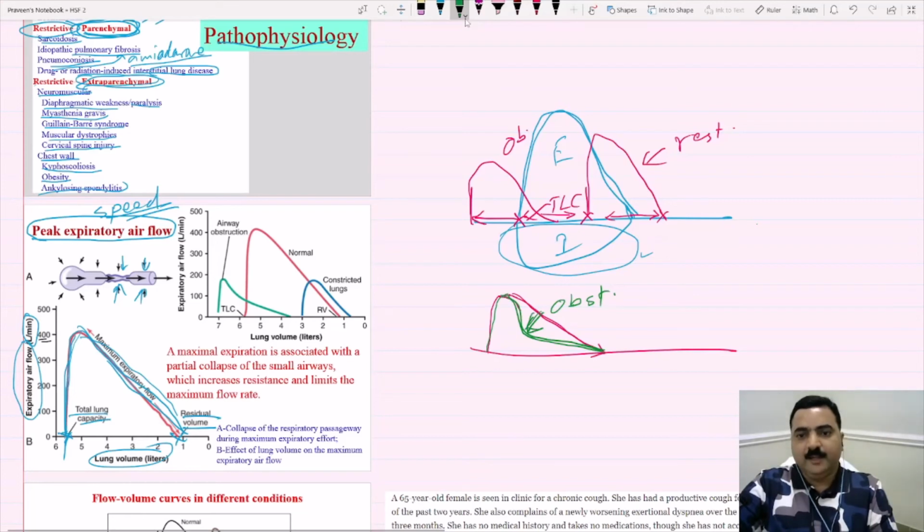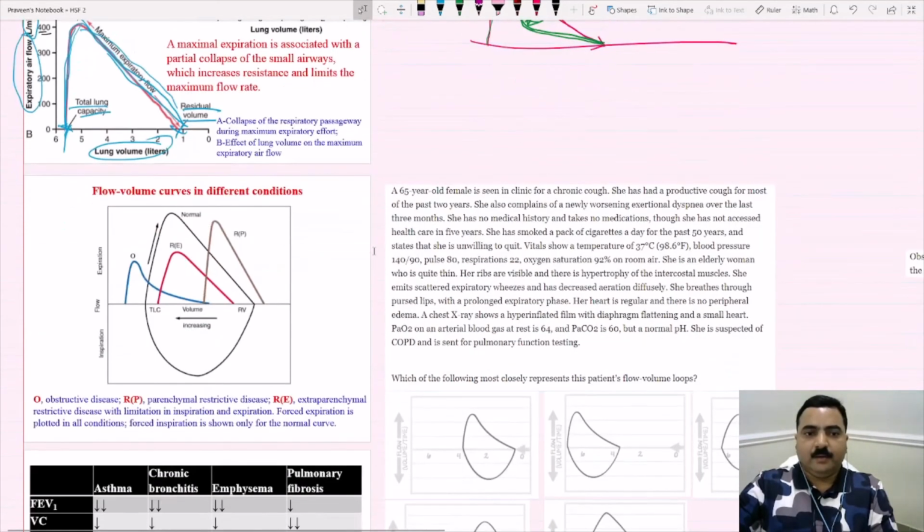So this dip that you can see is very characteristic of the obstructive. See over here, you can see this dip. So this is your airway obstructive lung disorders, and this is restrictive lung disorders. Constricted lung means restrictive lung disorders. This is how you can distinguish between obstructive and restrictive lung disorder by looking at the peak expiratory airflow. Another small piece of information: how to distinguish between parenchymal and extra parenchymal restrictive diseases.